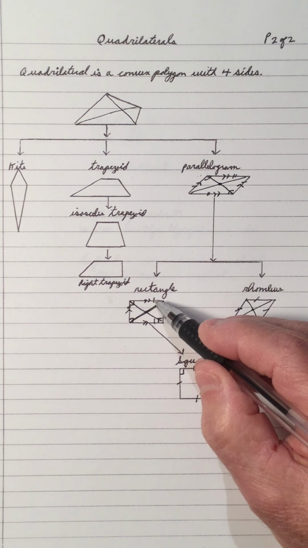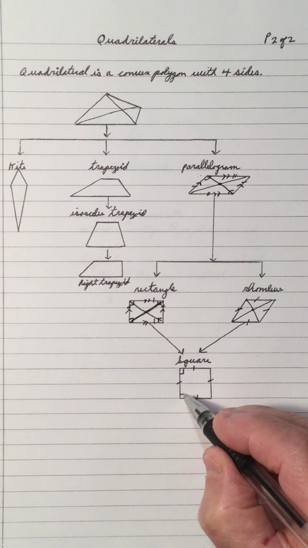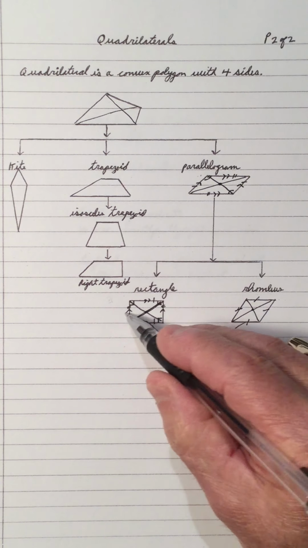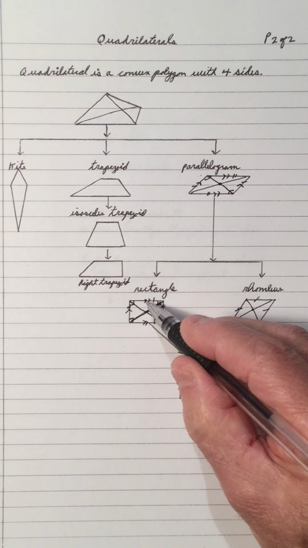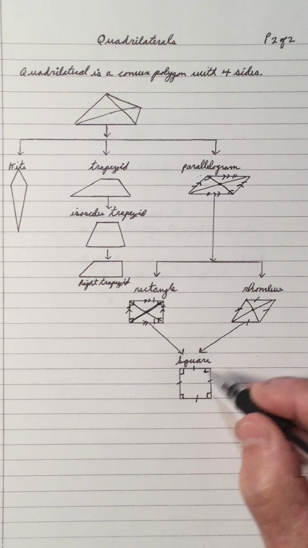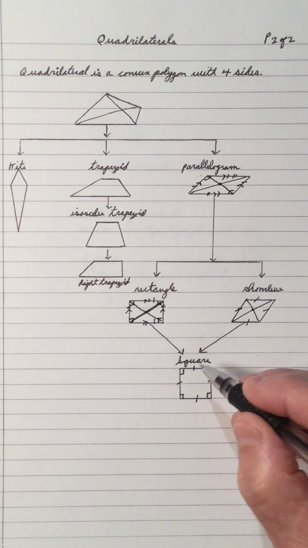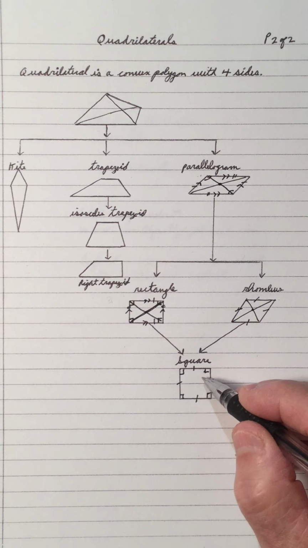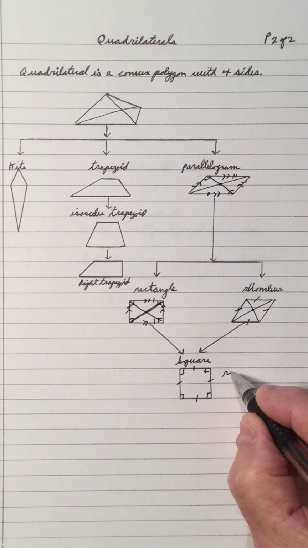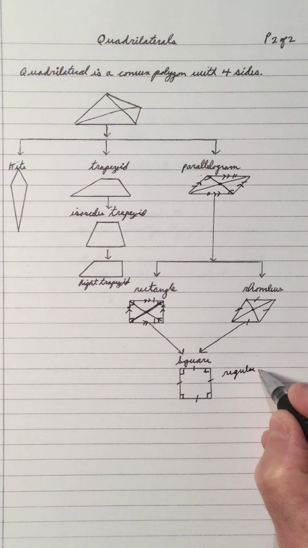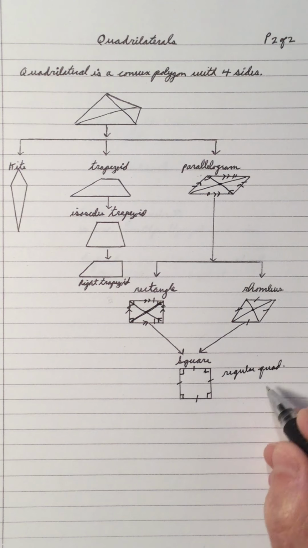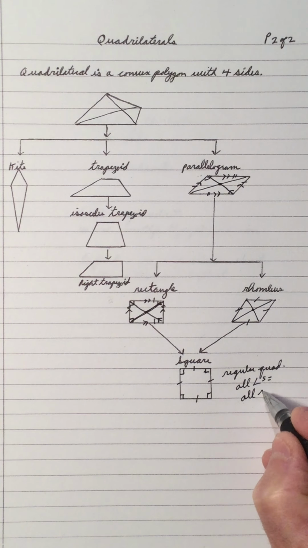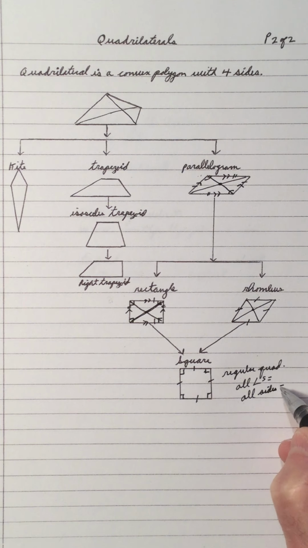Also, if you take a rectangle, which has right angles, but opposite sides equal, and make the adjacent sides equal, then you have a square. So a rhombus with a right angle is a square. A rectangle with adjacent sides equal is a square. And a square is what we call a regular quadrilateral. That is, all angles are equal and all sides are equal in a square.